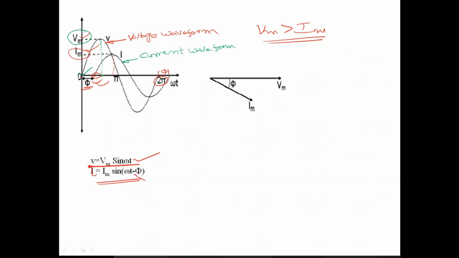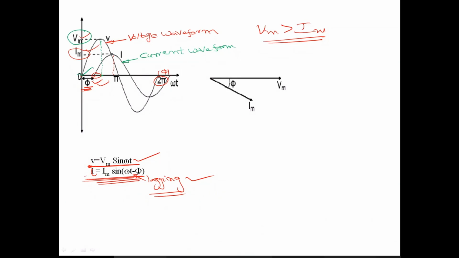This negative sign, as I mentioned earlier, represents that it is lagging. After an angle of phi, the current waveform starts. That means the current is behind the voltage. When a quantity is behind another quantity, we say it is lagging. That is why, for a lagging waveform, the expression is represented with a negative sign: i is equal to Im sin (omega t minus phi). So we can say that the current lags the voltage.